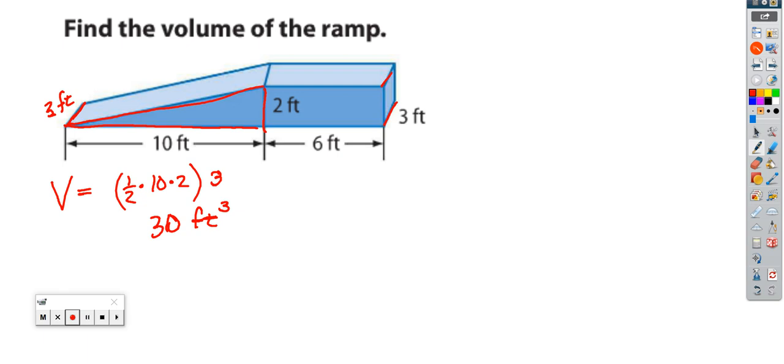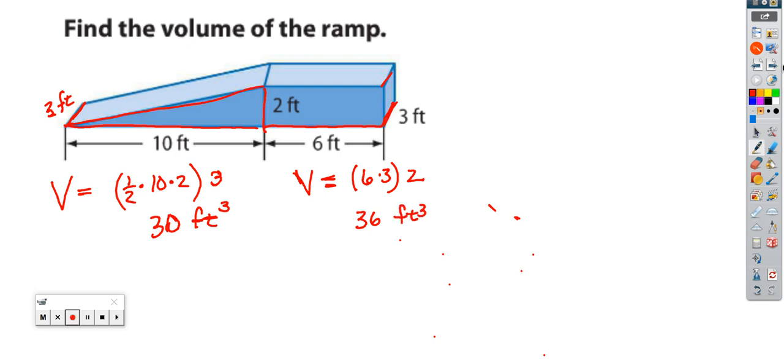Okay, now I'm going to find the volume of my rectangular prism. Area of my base is 6 times 3. So area of my base, 6 times 3, times the height of this rectangular prism, which is 2. 6 times 3 is 18, and 18 times 2 is 36 feet cubed.